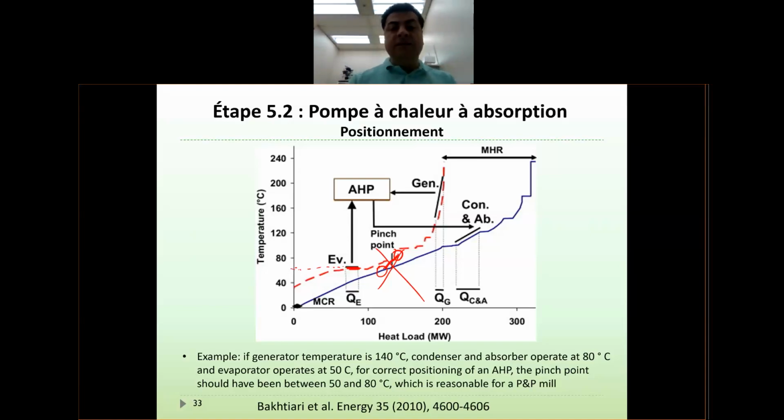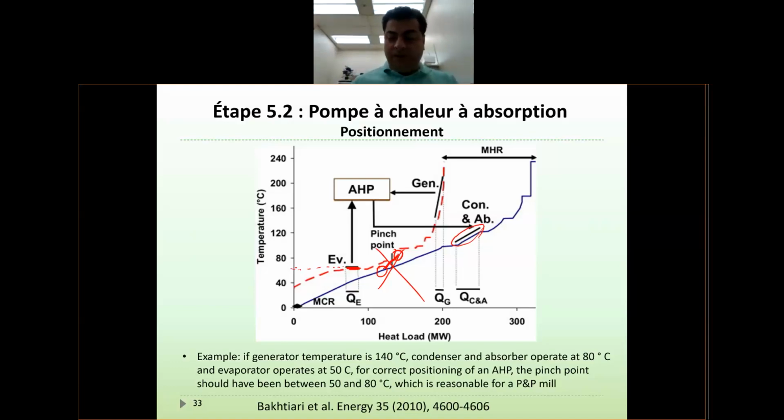Okay, and then by using the heat pump, you exchange heat to some cold streams above the pinch point. So in total, you can have QC and QA, those energies, to warm or to heat up some of the cold streams which are above the pinch point.